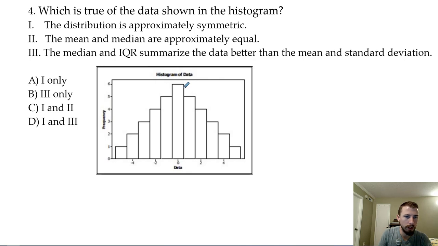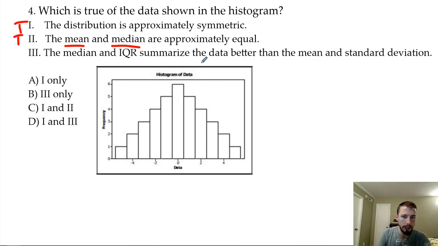That's true. The mean and median are approximately equal. Yes. So comparing the mean and median is one way to determine if something is skewed. And in this case, it's clearly not skewed to the right or to the left because, as we said, it was symmetric. So the median and the mean are going to be exactly the same. So both of those are true.